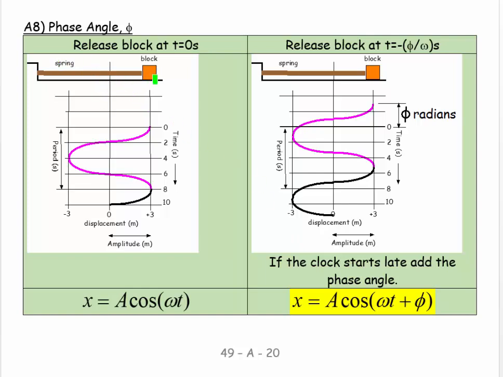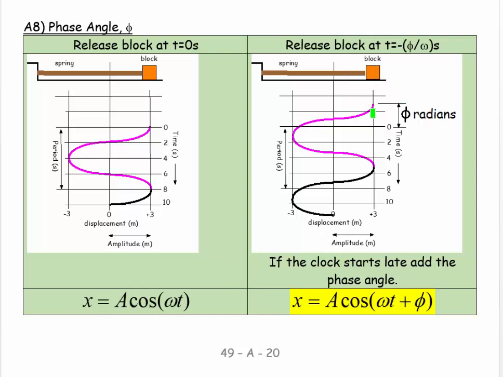We move our block to the right and let it go exactly when time t equals 0. So this is very well behaved. And we can use our standard math and say the position at any given time is equal to a cosine omega t. It's just beautifully well behaved. All the equations that we've learned follow from this.